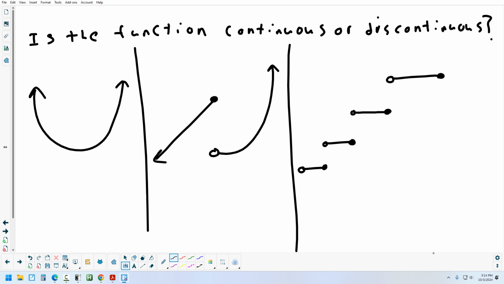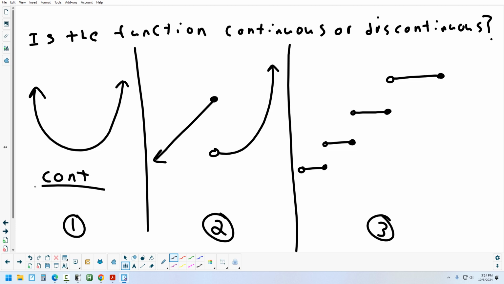All right, so the next question, we're looking to see if a function is continuous or discontinuous. How about the first one? Would that be a continuous function or discontinuous? Continuous. Yeah, how come? Because it doesn't stop at any point. You can put your pencil on it and keep drawing, and there's no point where you have to lift it. Yep, so this one is continuous, exactly.